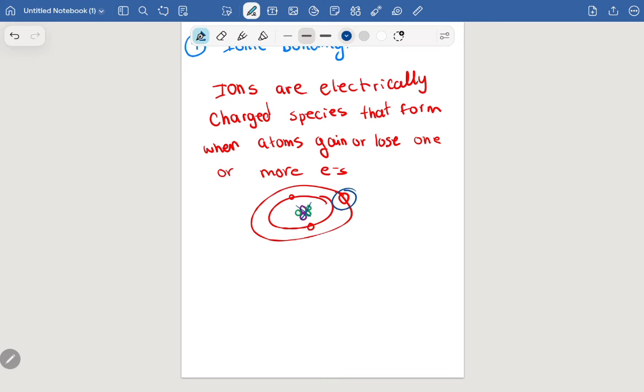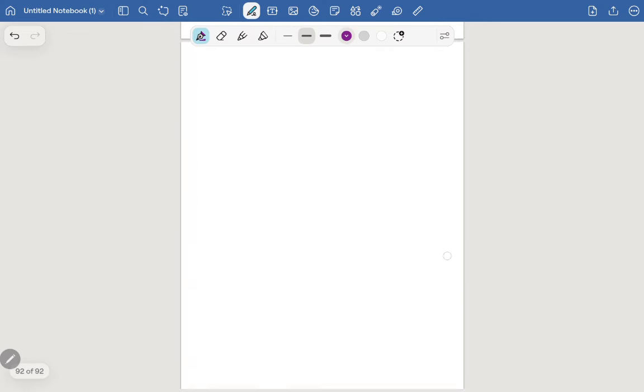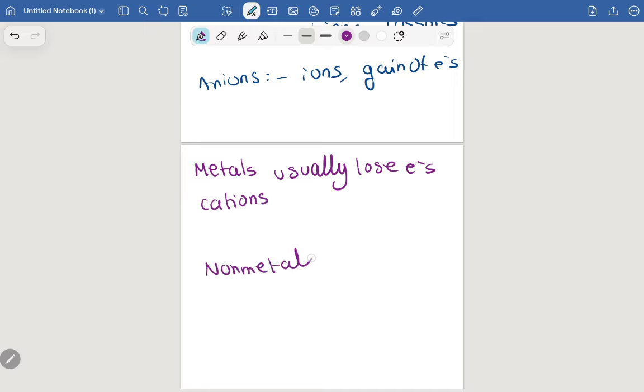Now, what are the different types of ions? We have cations, which are positively charged ions, which occur when there is a loss of electrons. And then anions, which are negatively charged ions, and they only occur when there is a gain of electrons. Now, speaking of the periodic table, metals and non-metals: metals are usually cations, so metals usually lose electrons. That's why they are cations. And non-metals usually gain electrons.